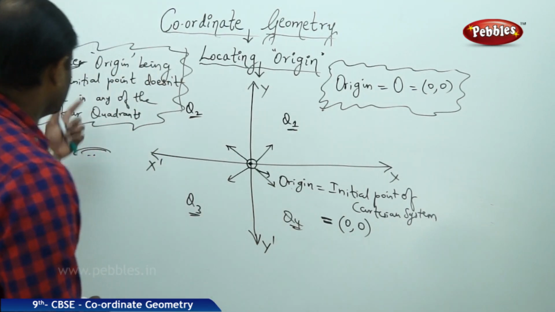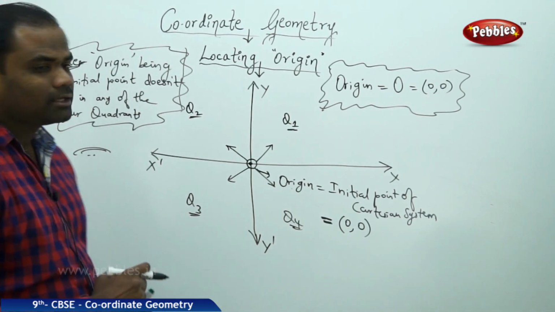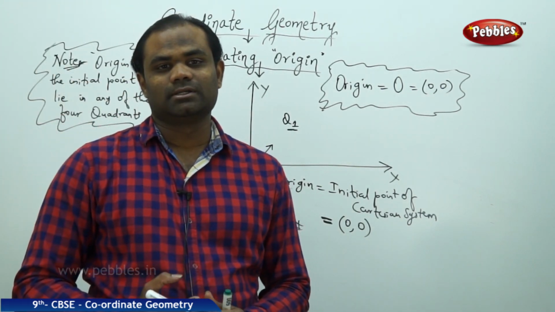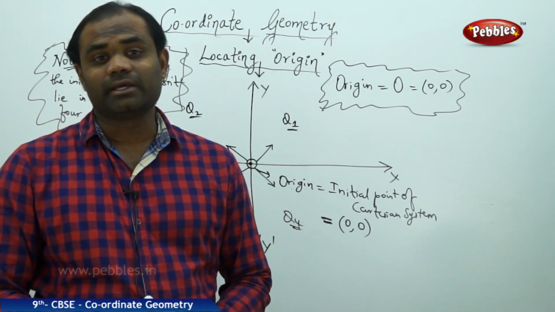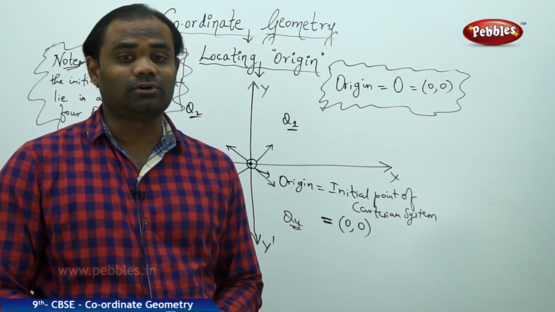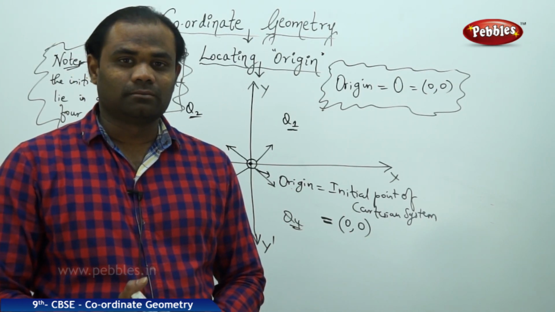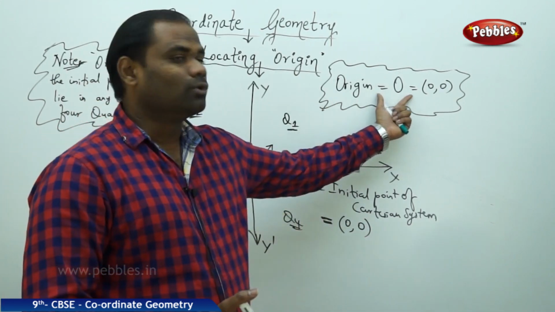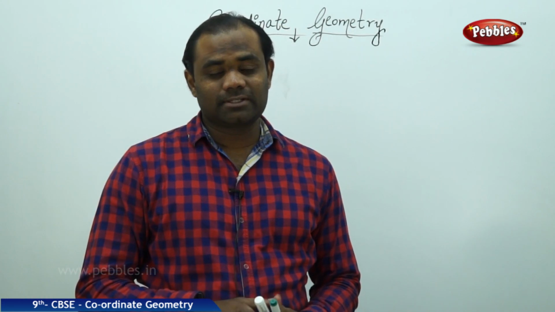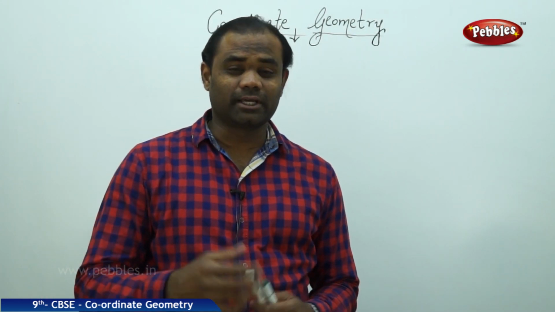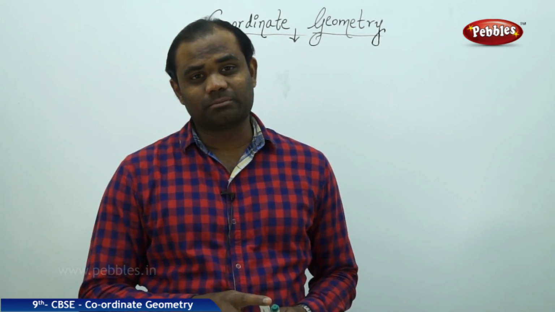So here it refers that the origin, being the initial point, doesn't lie in any of the 4 quadrants. It is independent of the 4 quadrants but plays a vital role in the Cartesian system, connected with all the 4 quadrants Q1, Q2, Q3 and Q4. Origin, capital O, has (0, 0) as its coordinates.